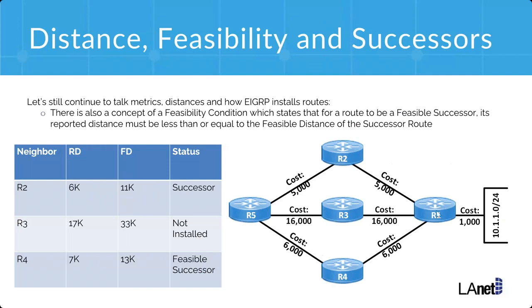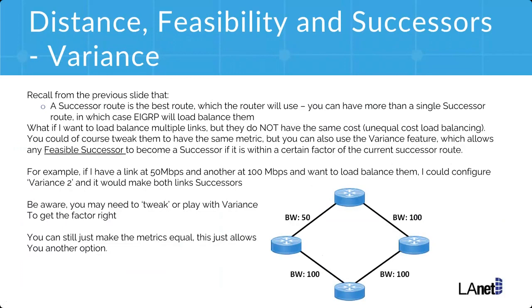You might wonder, can I ever use that? Well, keep that question in mind because the answer is going to be yes, but it'll take a bit to get there. Let's talk about variance, because now we can take all of these concepts, reported distance, feasible distance, feasibility conditions, successors, etc., and put them into an EIGRP-only feature. And that is variance. Variance is effectively the ability to do unequal cost load balancing.